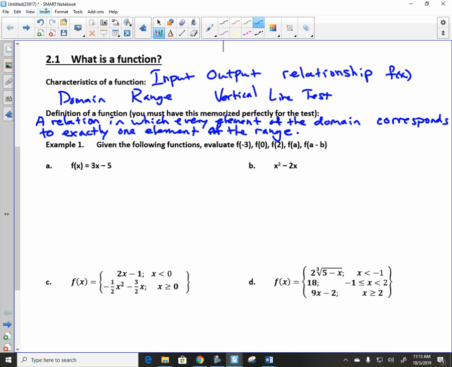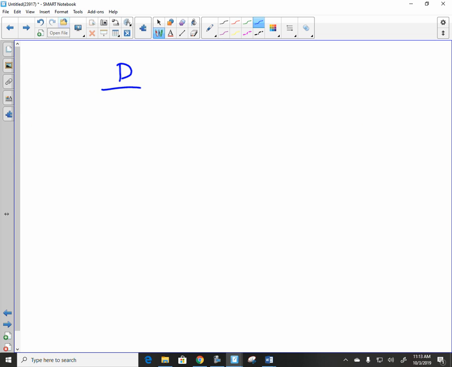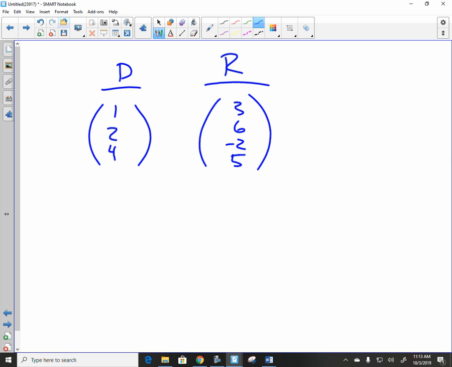You're gonna practice right now. Watch. So I've got domain here. I've got numbers like 1, 2, and 4. And I've got range here. I've got numbers like 3, 6, -2, and 5. And we're saying that 1 corresponds with 6, meaning that the point (1, 6) is on the graph. And 2 corresponds with 3. And 4 corresponds with 5. And 1 corresponds with -2. Uh-oh, no longer a function because this input corresponds with more than 1 output.